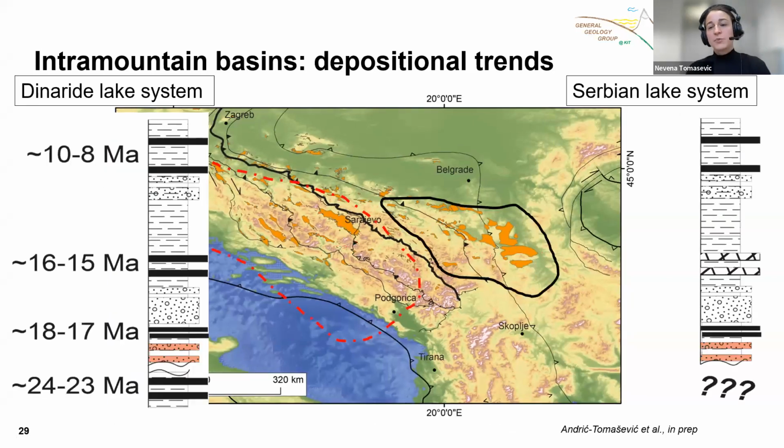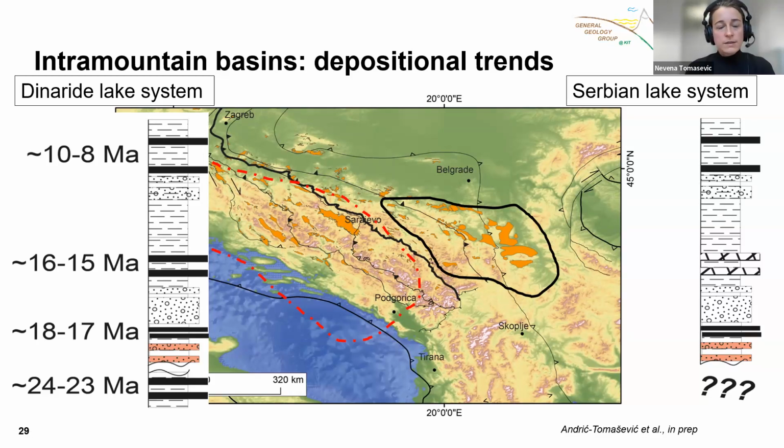By looking at the depositional trends in these intramountain basins, I already said at the beginning that based on poor age constraints, probably they were active more or less at the same time. However, in several basins of the Dinaride Lake system, like I showed you in the Sarajevo Basin, but also in Banovići and Ugljevik, we also see older deposits, probably Oligocene, early Miocene.